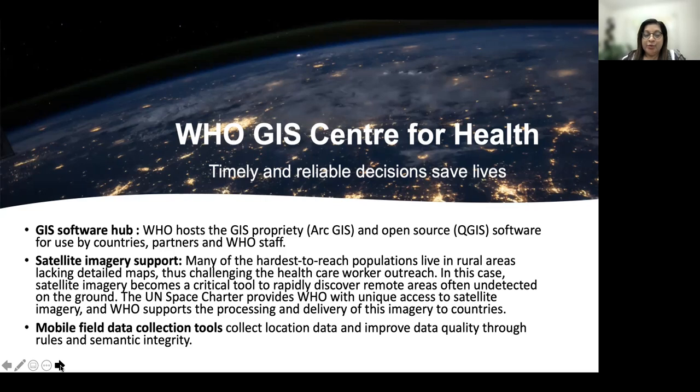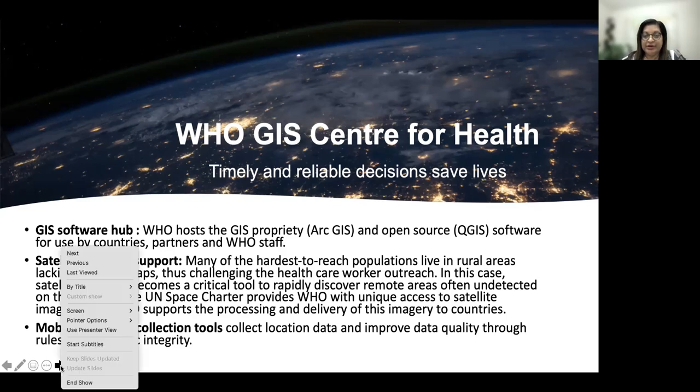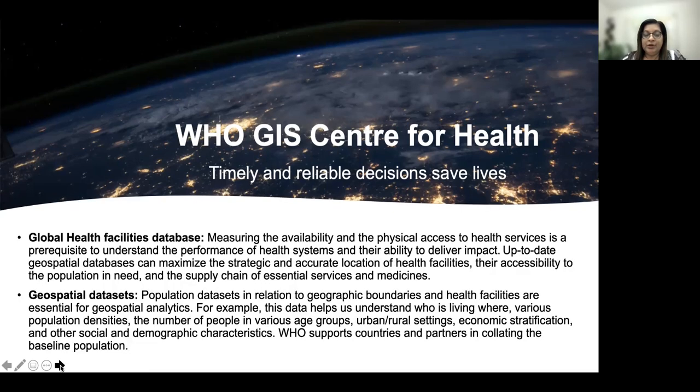Another service area is mobile field data collection tools, which collect location data and improve data quality through rules and semantic integrity. A Global Health Facilities database for measuring the availability and the physical access to health services is a prerequisite to understand the performance of health systems and their ability to deliver impact. An up-to-date geospatial database can maximize the strategic and accurate location of health facilities, their accessibility to population needs, and a supply chain of essential services and medicines.